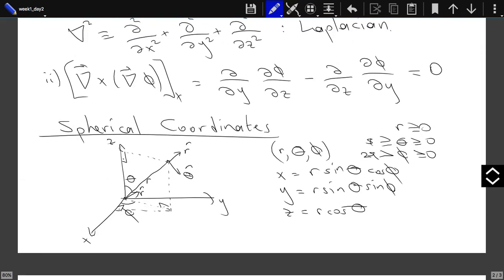Now, if you look at this expression over here, it will be kind of complicated to show, but that is the direction in which phi increases. So it is kind of this vector over here. This is phi hat.